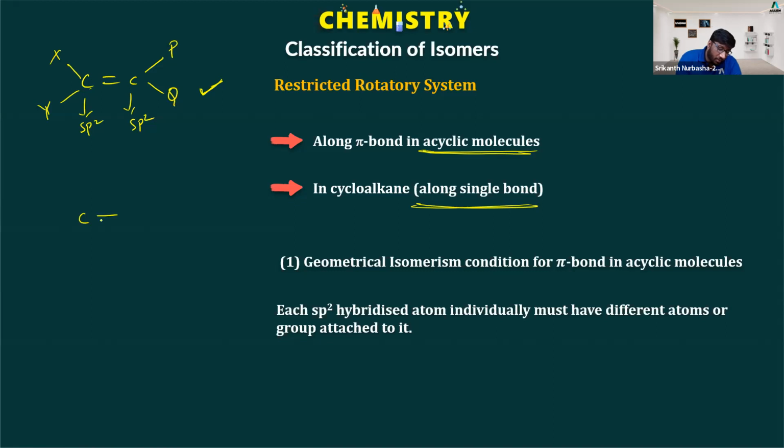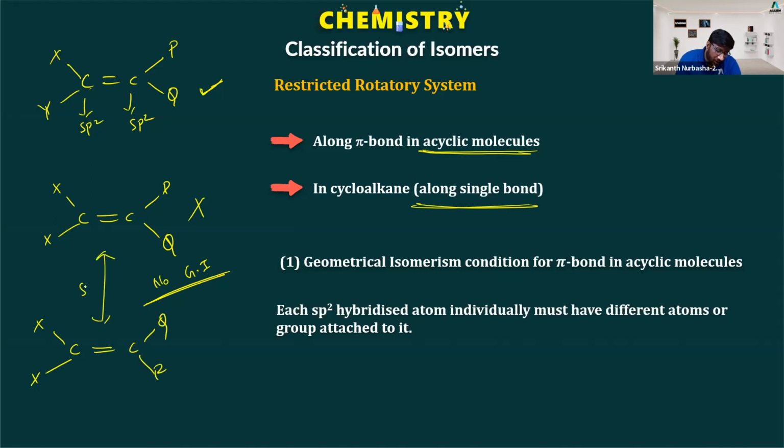If both the same groups are connected to the same carbon, it will not show cis-trans or geometrical isomerism. Why? Because in the same compound, if you change the positions of P and Q, these two compounds are again the same. So each sp2 hybridized atom individually must have different atoms or groups attached to it, right?